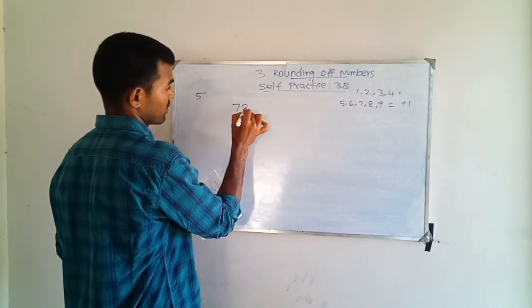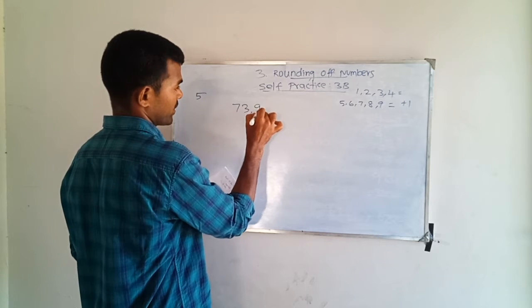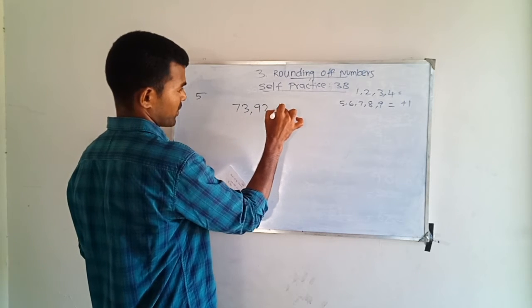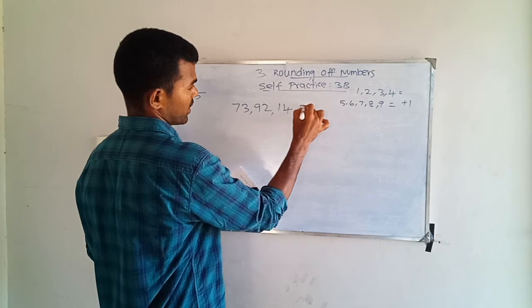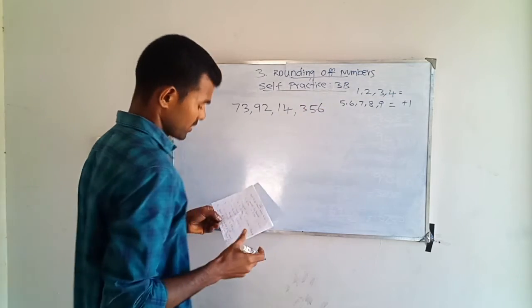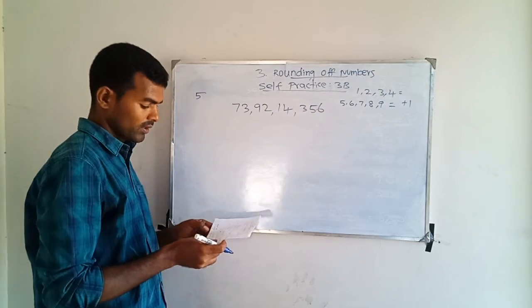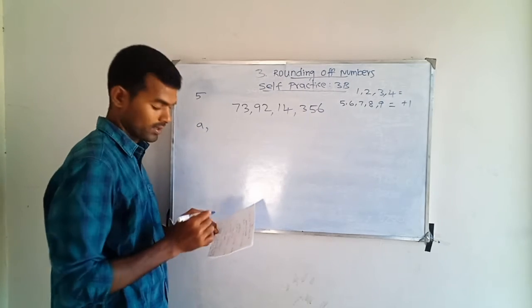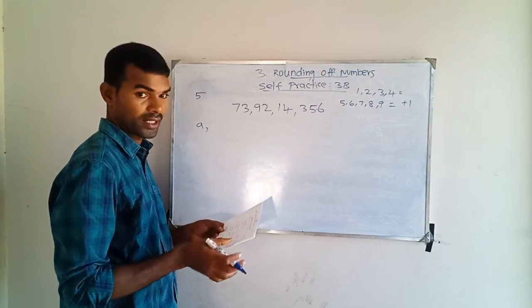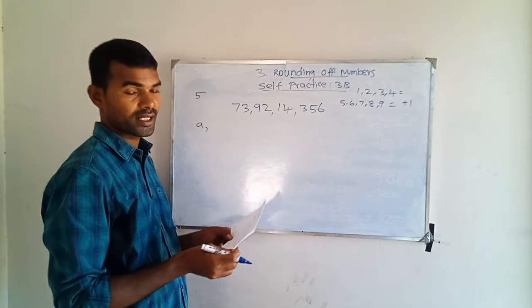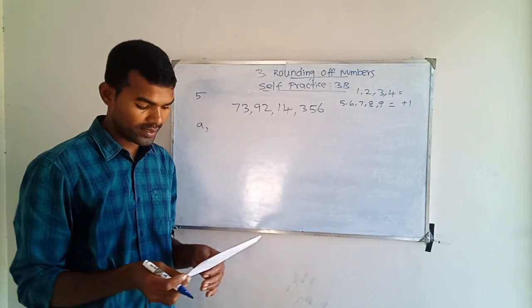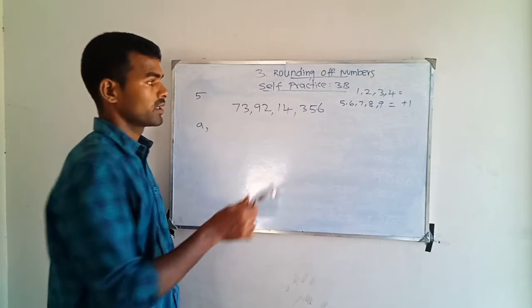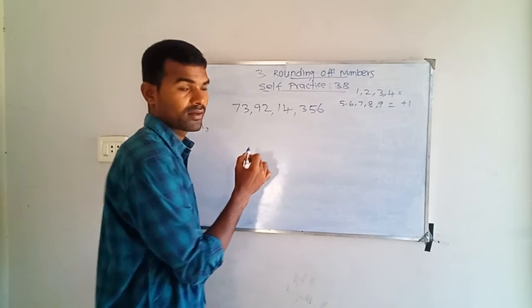73 crore 92 lakh 14,356. This is the number you have to find. The first question is asking for the nearest 100. So what is the nearest 100? How will we consider the nearest 100?